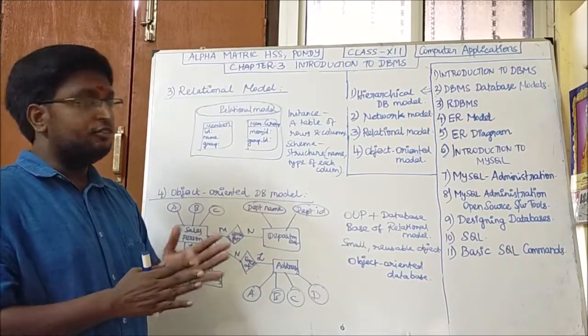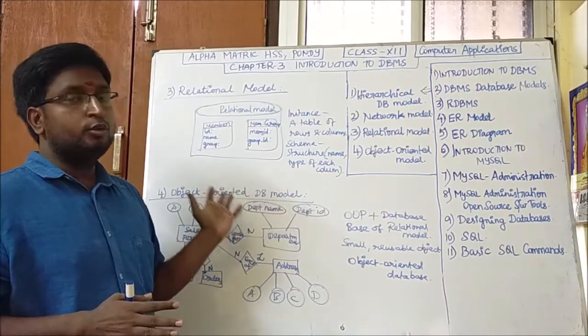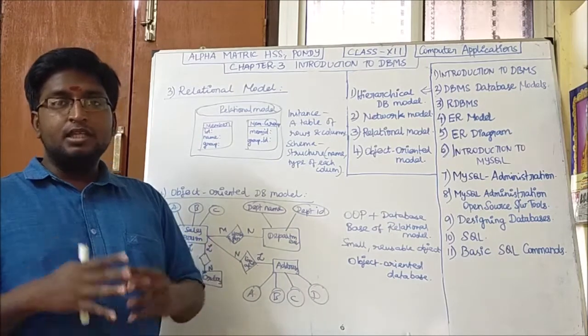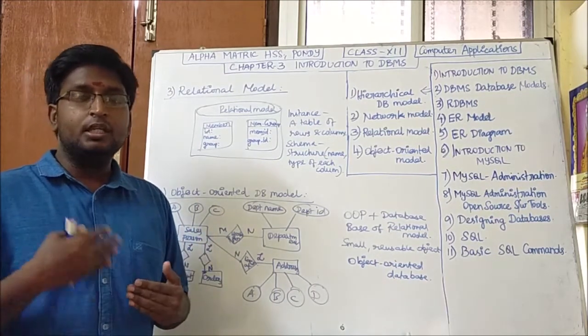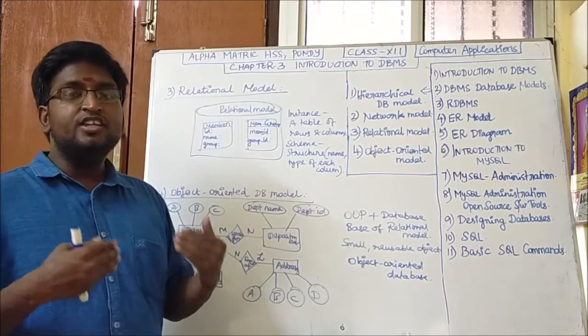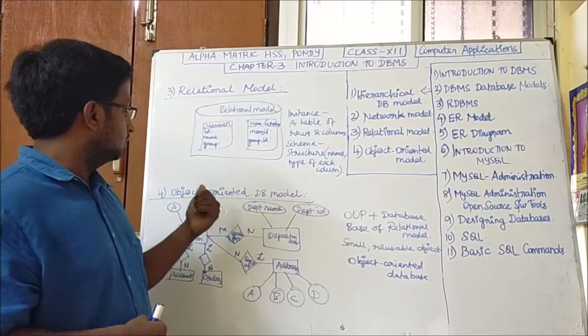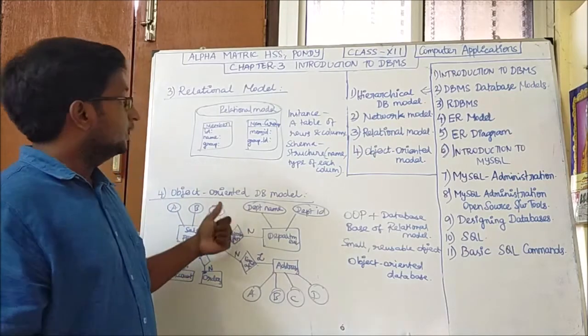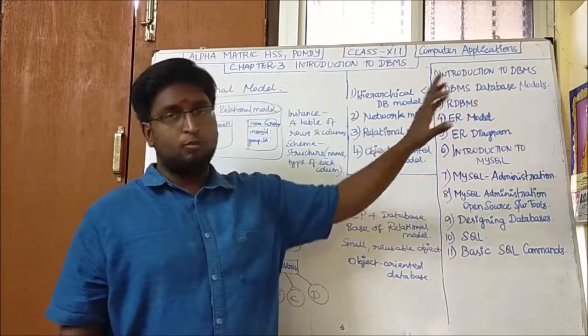So this is the major advantage of the object-oriented database model, that is to access many numbers of records, many to many records, easily. The object is used. So this is about the DBMS database models.